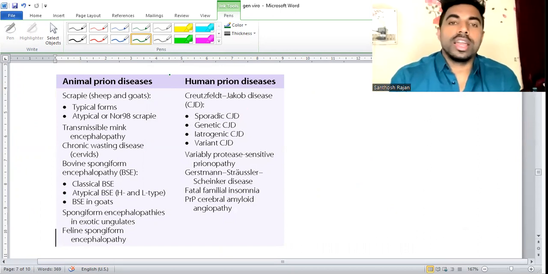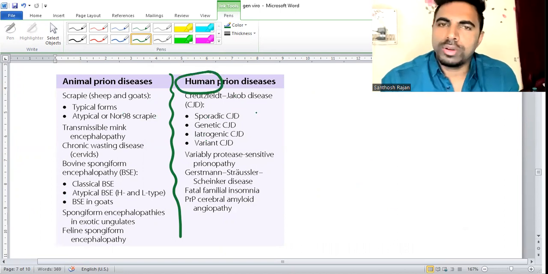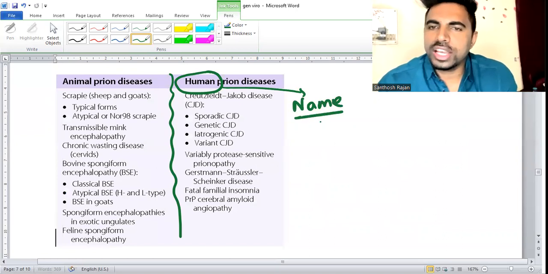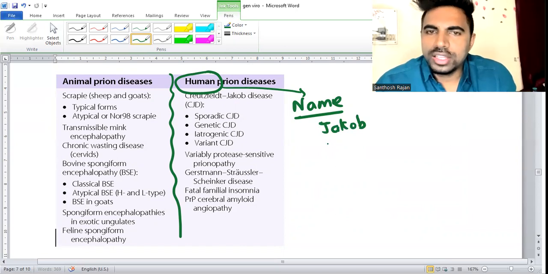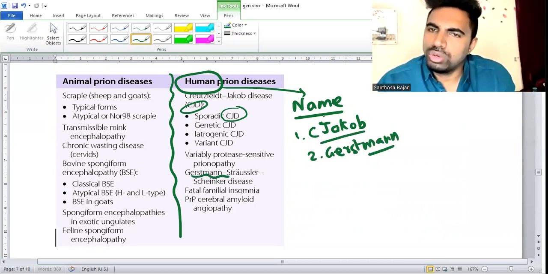One favorite question frequently asked in prion disease is which is human and which is animal. That's why I put this box. How to remember? Anything with a human name is human. For example, Creutzfeldt-Jakob, that is CJD. Anything CJD, Creutzfeldt-Jakob. And then the other one, Gerstmann, if a man's name comes, that is also human.